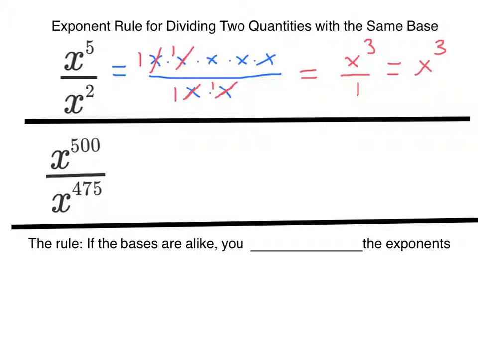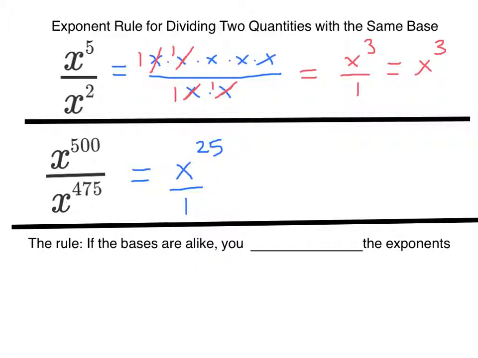So what we're going to do is we're going to subtract 475 from 500, and that tells us that there would be 25 x's that would be remaining in the top. So all of them would go away in the bottom. That would just be a bunch of ones all multiplied together. And in the top you'd have x to the 25th.